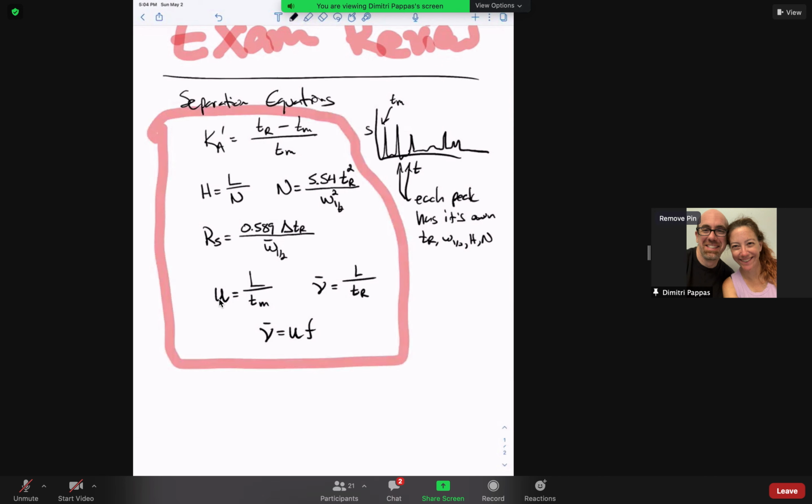Should we also know the equation for the fraction that F equals Nm over Nt? I mean, you're not going to have to calculate, but it's a fraction of material in the mobile phase, which is the number of moles in the mobile phase over the total number of moles. But you don't have to really know it per se. You don't have to calculate. Thank you. Yeah, no problem.